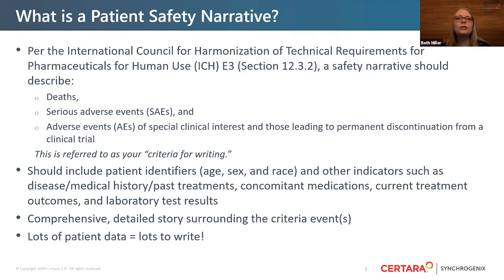A narrative should include details about the patient, including age, sex, race, medical history, the history of the disease under study, past and current treatments, and baseline laboratory results. And it should also include a full and preferably chronological account of the events that meet the criteria and their progression during or immediately after a clinical study.